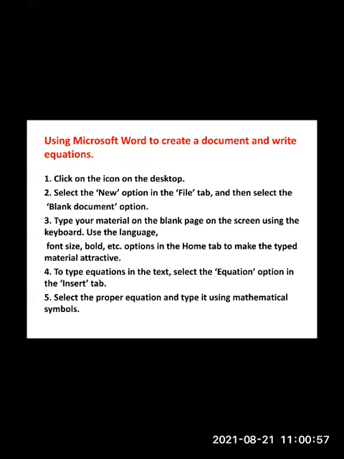Use the language, font size, make it bold. Okay. In that way, you can change the font size 12, 14, 16, 18, whatever you want. Okay. And then you can make it bold. Bold means what? It will be highlighted. Yes. Whatever you are typing, that will be more and more darker. Yes. Bright. It will look bright. Options in the home tab to make the typed material attractive. So in this way, if suppose you are typing your name and you want to make it attractive, you can do that way.